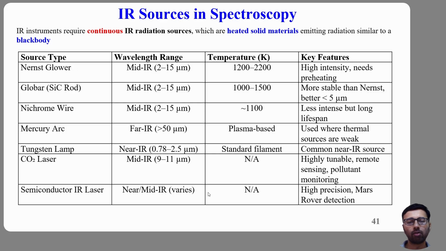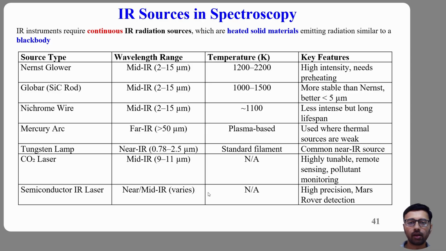Most infrared sources work on a very simple physical principle: heating materials to high temperature until they emit thermal radiation. This is essentially black body radiation. Any object above absolute zero emits electromagnetic radiation. As the temperature increases, the intensity and spectral distribution of the emitted radiation change. By carefully selecting materials and operating temperatures, we can generate radiation appropriate for specific IR regions. Now let us examine the major infrared sources used in spectroscopy.